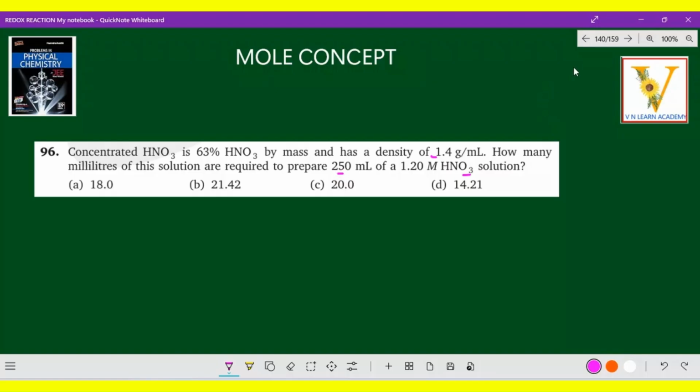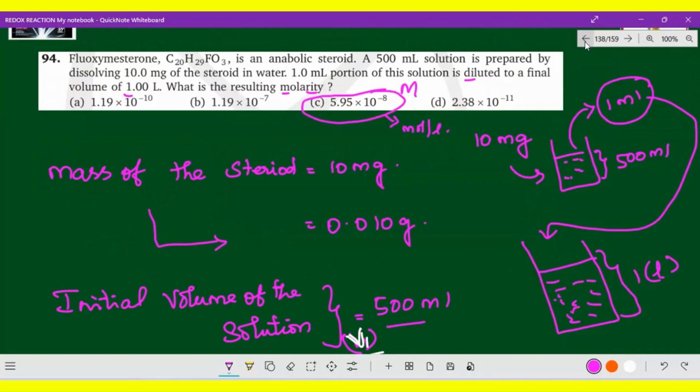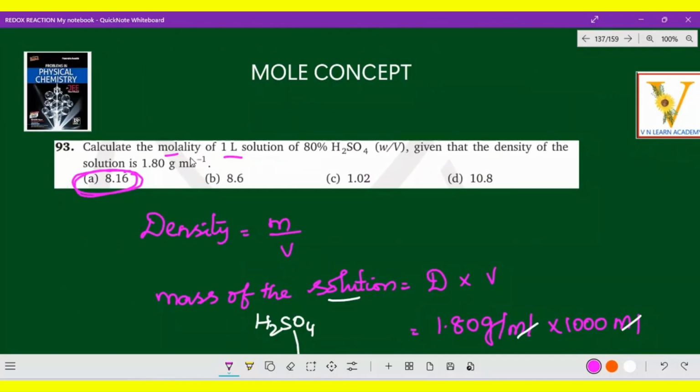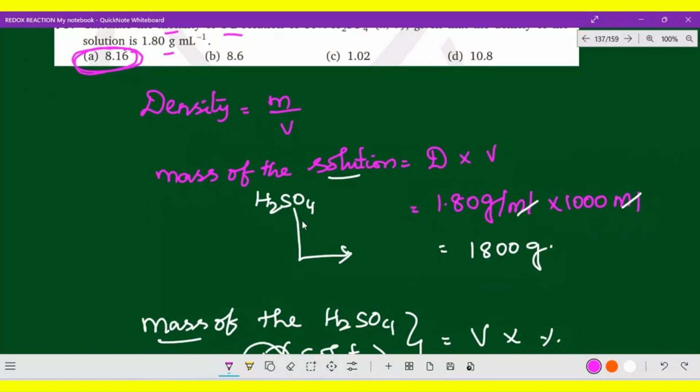And in the same way, I wanted to mention one more question here. Question number 93, also a little bit similar. Calculate the molality of 1 liter of solution of 80% H2SO4 weight by volume, given the density of the solution. In question number 96, they gave the mass, but here they have given the volume, that is liter. So how do we calculate it?